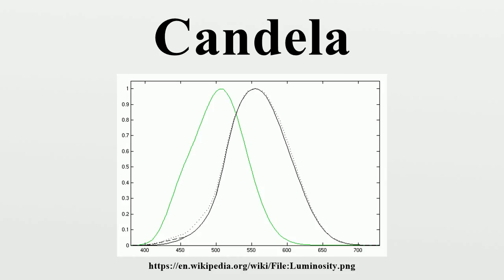A 25 W compact fluorescent light bulb puts out around 1700 lumens. If that light is radiated equally in all directions, it will have an intensity of around 135 candelas. Focused into a 20 degree beam, it will have an intensity of around 18,000 candelas.